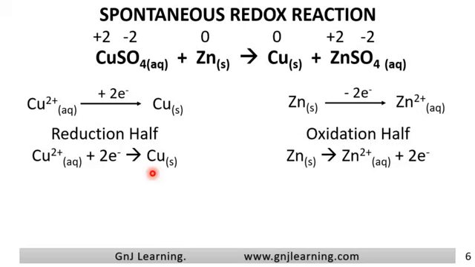Whereas zinc can be considered as the oxidation half of this redox reaction, where zinc, which was metal, lost its electrons to form Zn2+. So lost electrons are always written on the right hand side of the reaction, and gained electrons are always written on the left hand side of the reaction. When you write a redox reaction, it's always like that.